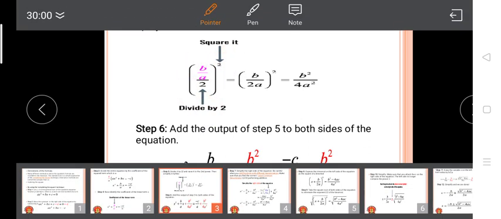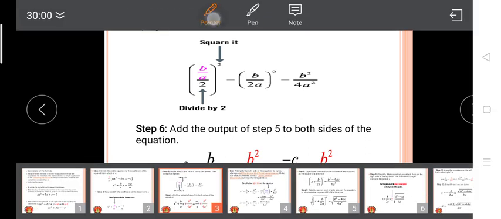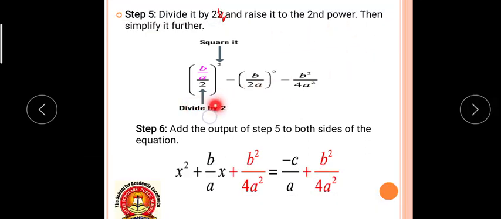So, it is divided by 2 only. Okay. Now, after that, by taking the square, what will you get? You will get b square. This a will become the denominator, so it is 4a square. 2 square is 4 and a square. So, b square upon 4a square.